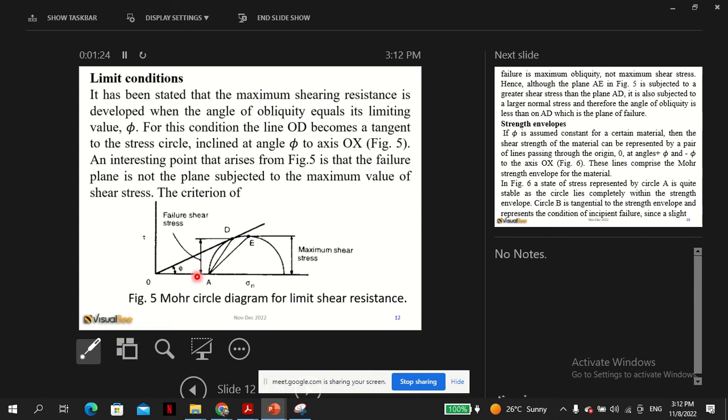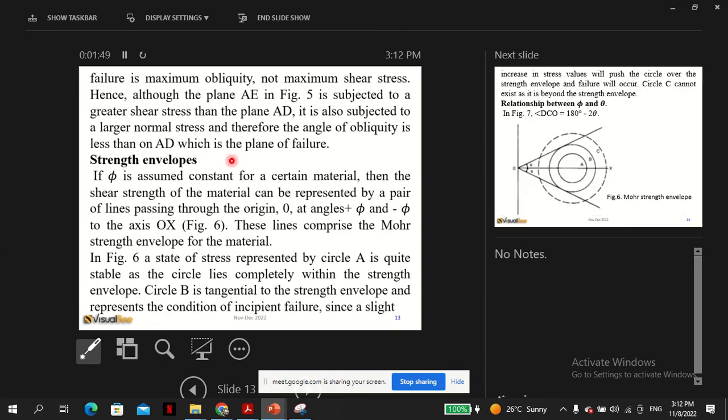So the issue here is basically not the shear stress that governs the failure. As the shear stress increases, the sigma also increases. So the failure point is governed by the phi, rather than the fact that we have reached a maximum shear stress. That's the point. So, strength envelope.